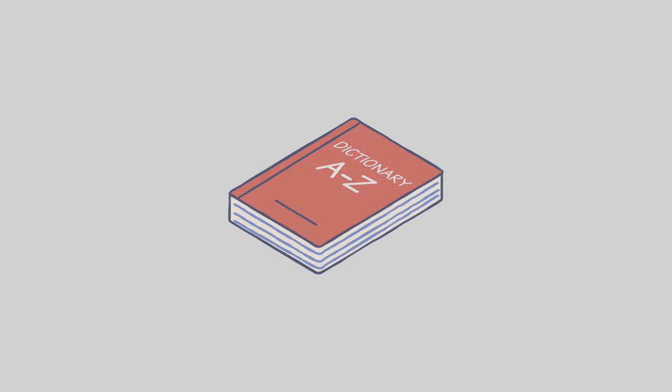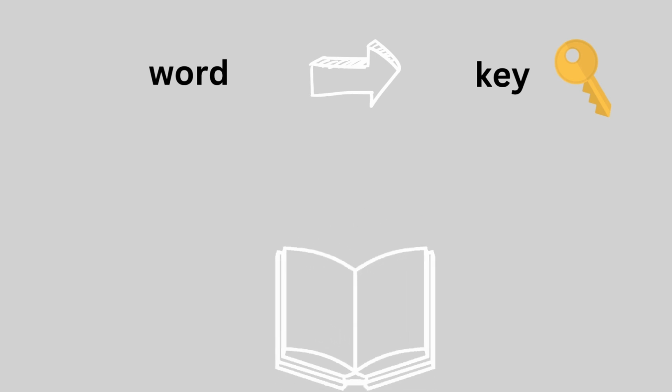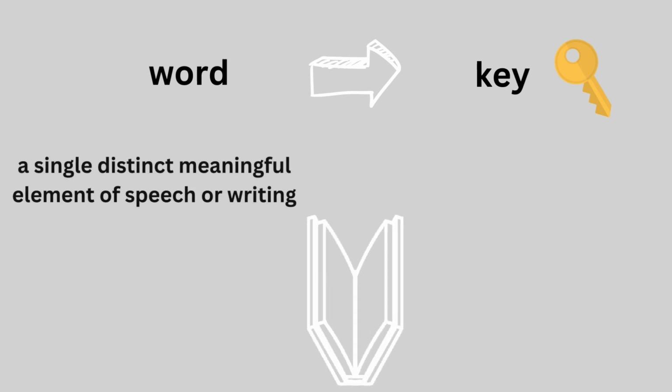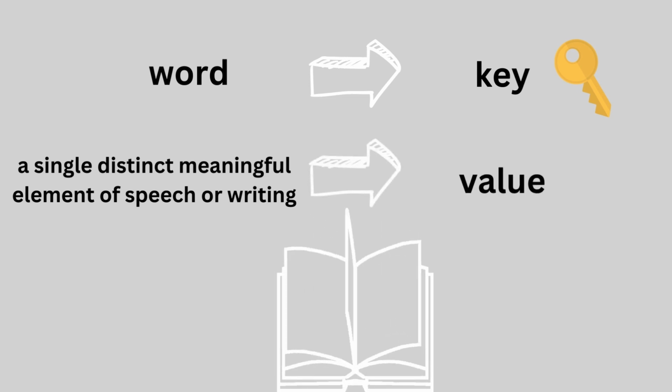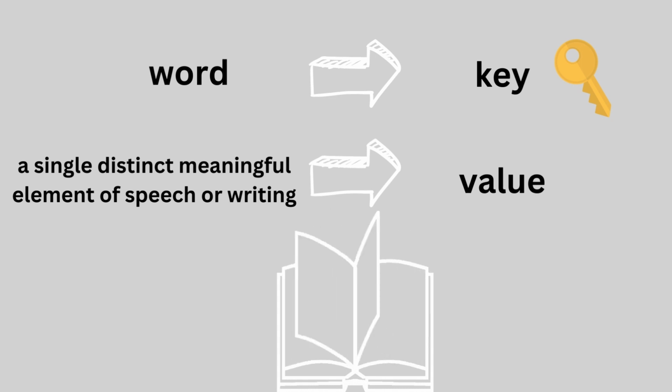So consider the dictionary of the English language. Each word in the English language serves as a unique key. Keys are used to look up the definitions of words. And the definitions of the words are the values associated with the keys. When you look up a word, you get its corresponding definition.